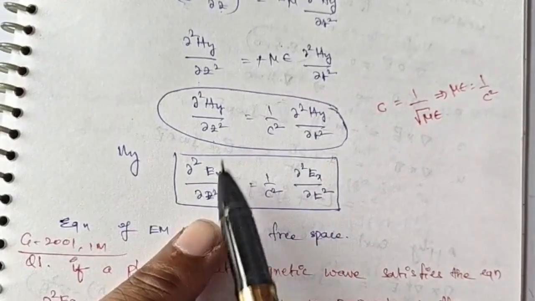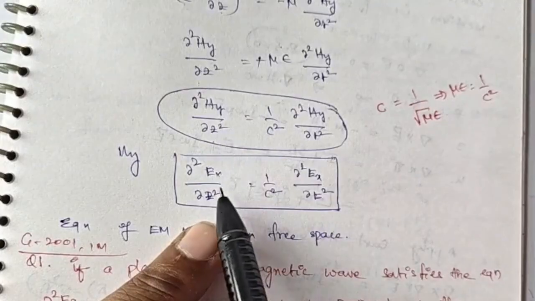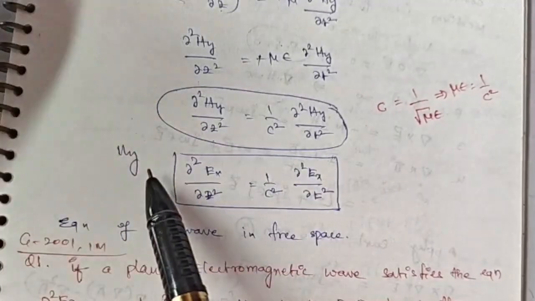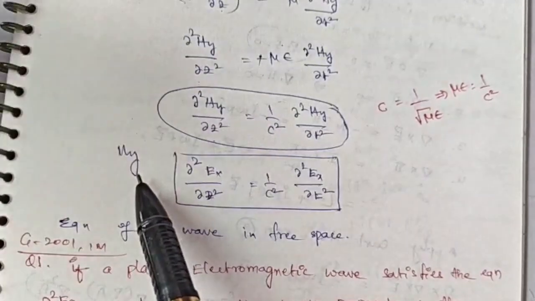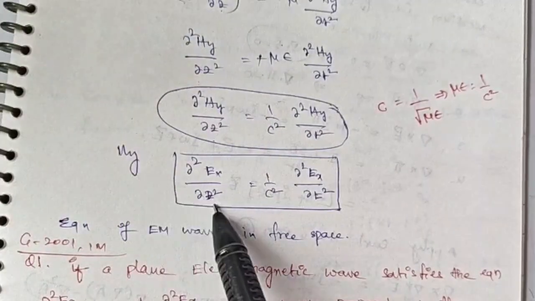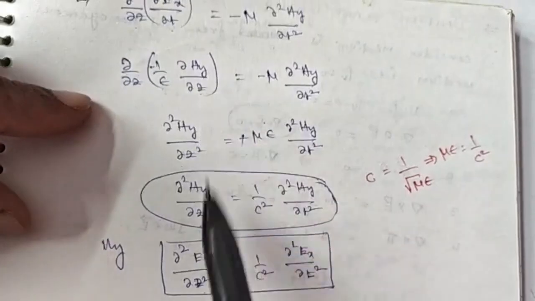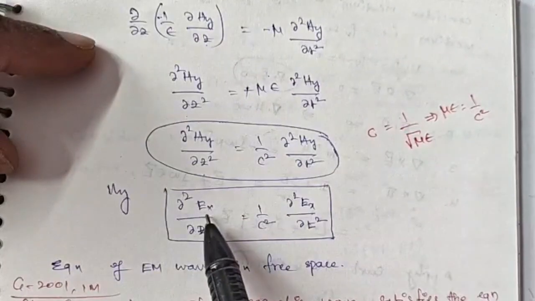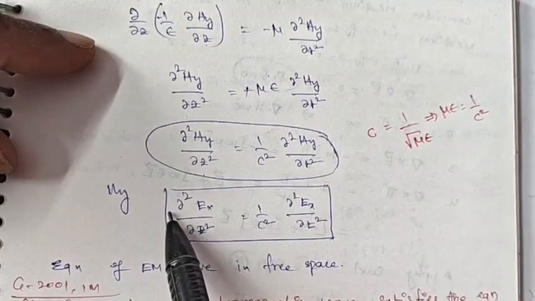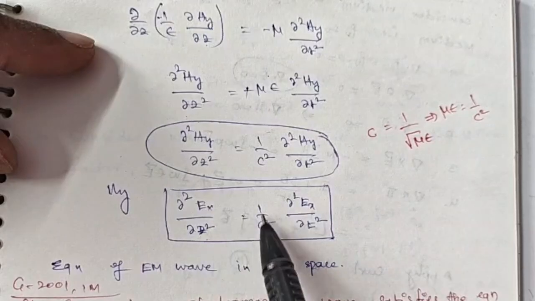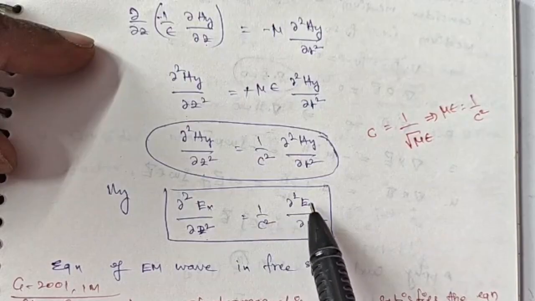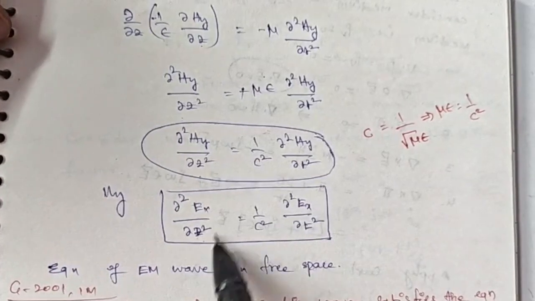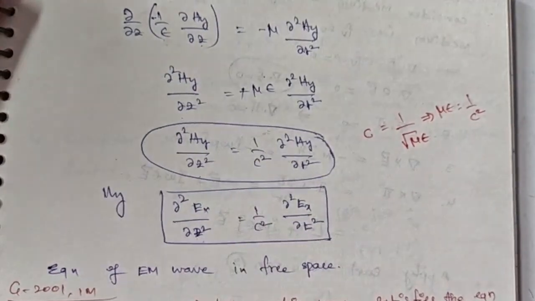Similarly, this is in the form of the magnetic field. Earlier I have done partial differentiation of equation 1. If I start with equation 2, do partial differentiation, and then simplify following the same steps, you will get the wave equation in terms of the electric field: ∂²Ex/∂z² equal to 1 by c² ∂²Ex/∂t². So these two are called the equations of the EM wave in free space.